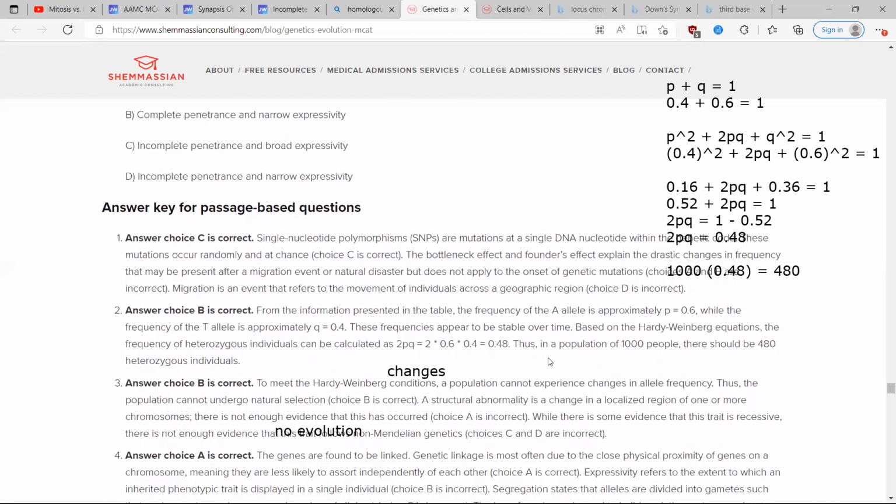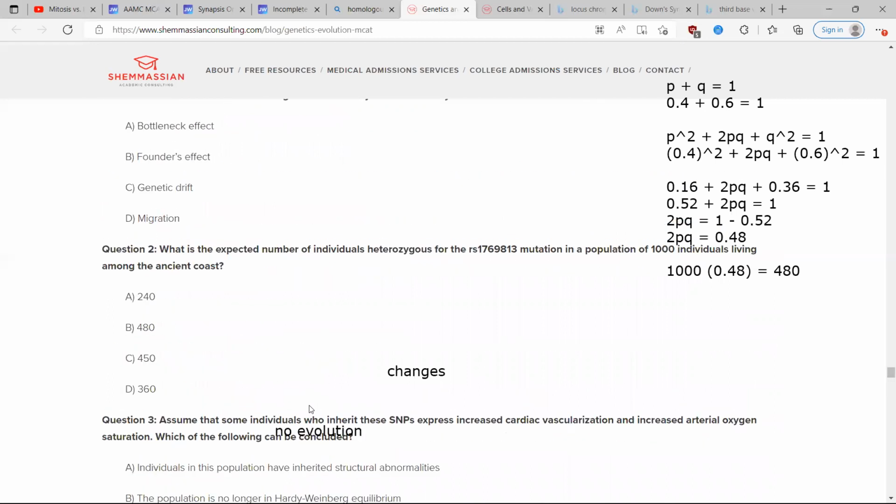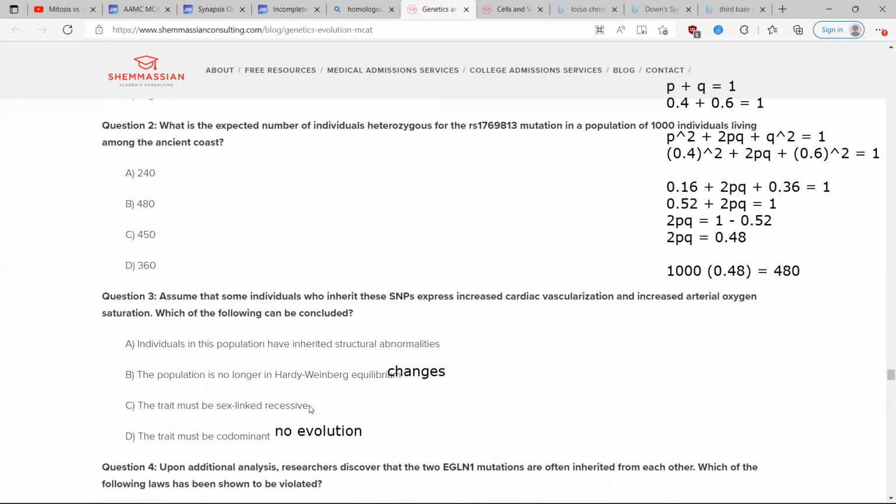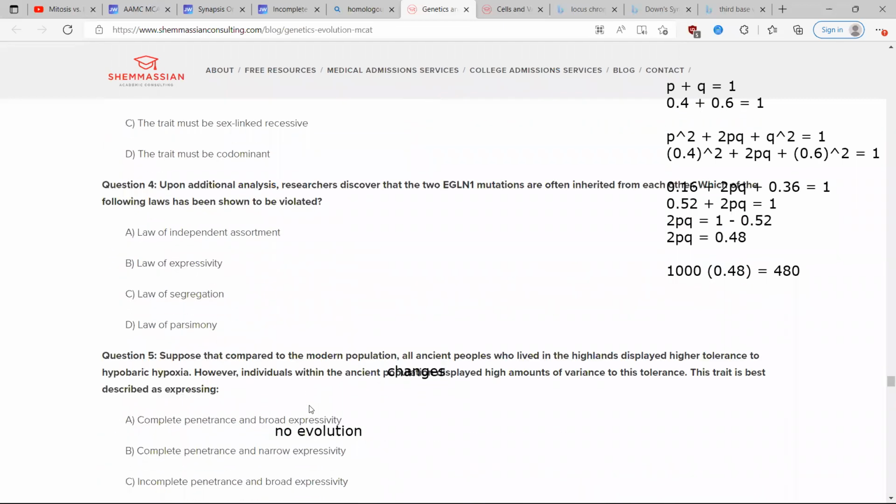To meet the Hardy-Weinberg conditions, a population cannot experience changes in allele frequency. Thus, the population cannot undergo natural selection. That doesn't make any sense. To meet the Hardy-Weinberg conditions, a population cannot experience changes in allele frequency. Yes, the population cannot undergo selection. Yes, but why is that correct? I know all they did was explain Hardy-Weinberg. The population is no longer in Hardy-Weinberg equilibrium because they're having changes.